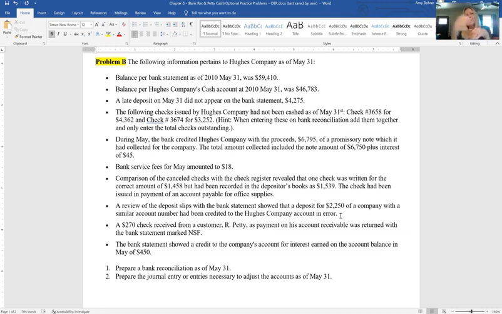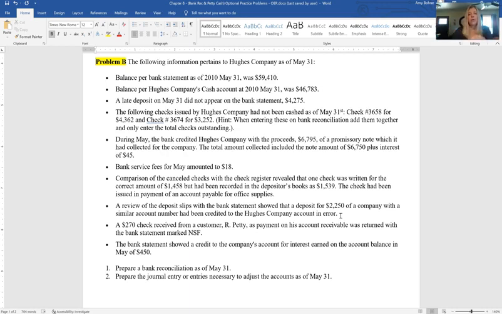So then you contact your bank and you say, hey, this $2,250 that was on May 15th on my bank statement, I don't have any record of that. Can you do a little research for me? And they'll go back and they'll research it. And then they came back to us and said, hey, that wasn't really supposed to be in your account. It was for another customer. We made a mistake. We're going to take that out of your account. Okay? So that's a bank error.